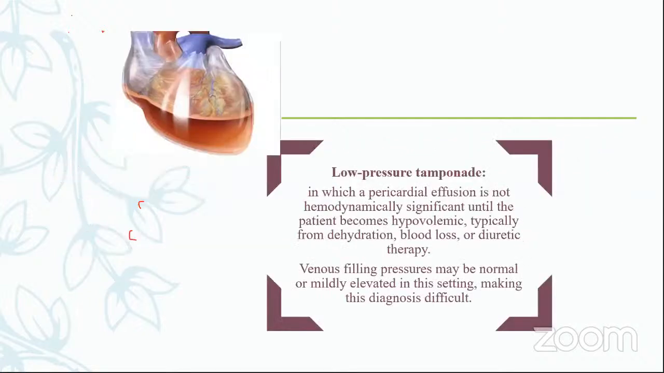There is what is called low pressure tamponade. So what is this? It is a tamponade in which the pericardial effusion is not hemodynamically significant until the patient becomes hypovolemic, either because of dehydration, blood loss, or diuretic therapy. The venous filling pressure may be normal here or mildly elevated, and this makes the diagnosis of this condition very difficult.